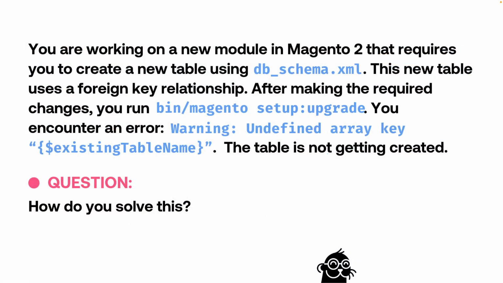You are working on a new module in Magento 2 that requires you to create a new table using DB Schema XML. This new table uses a foreign key relationship. After making the required changes, you run setup upgrade, and you encounter this error. The table is not getting created. How do you solve this problem?